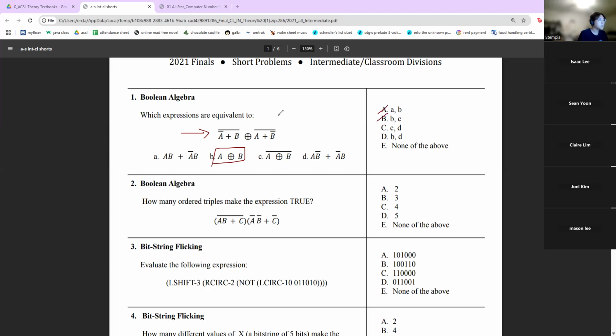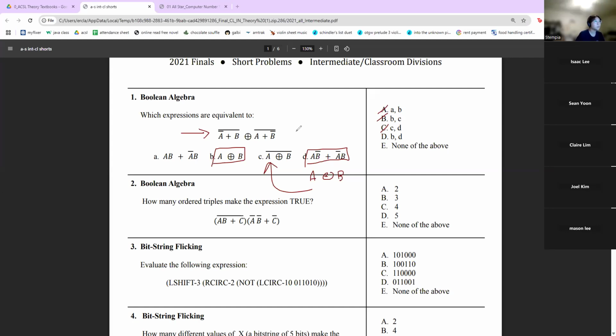In terms of C, I'm not sure. I would have to simplify this down first. Well, actually, yeah, no, C can't be the answer either, right? Because we know that this is the exact same thing as writing A XOR B, which is exactly the same as B, and we've already come to the conclusion that this cannot be the same as this, right? They're opposites of each other. So the answer is either going to be D or it's going to be none of the above.